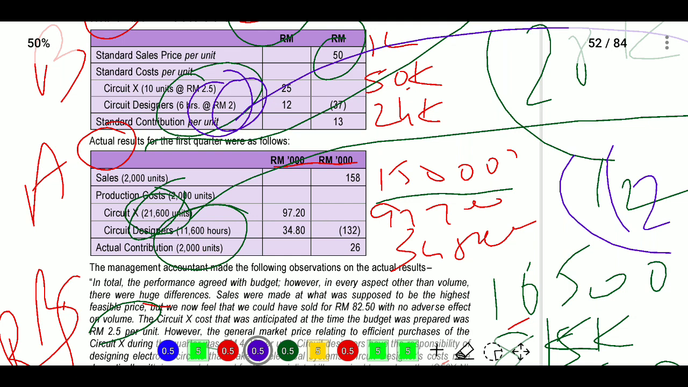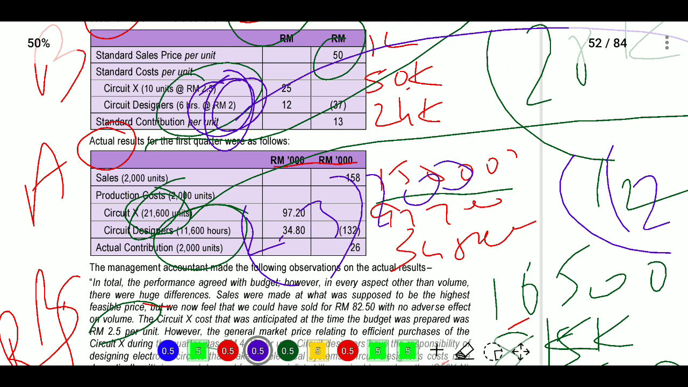30 rupees means 10 divided by 3 rupees. So here they were provided for 1 unit 2 rupees, and it was 3 rupees. Now 2 minus 3 into quantity. Which quantity will we take? Actual quantity, 2000. This is the price variance.